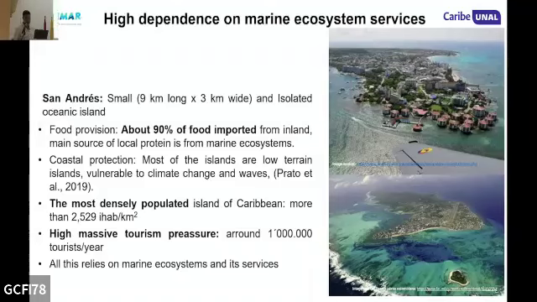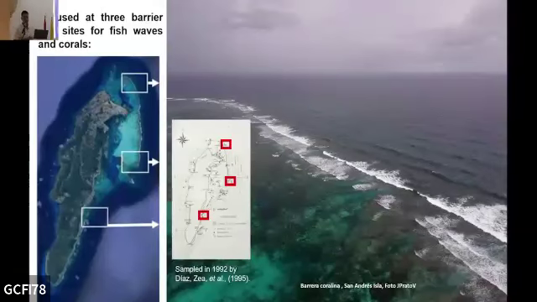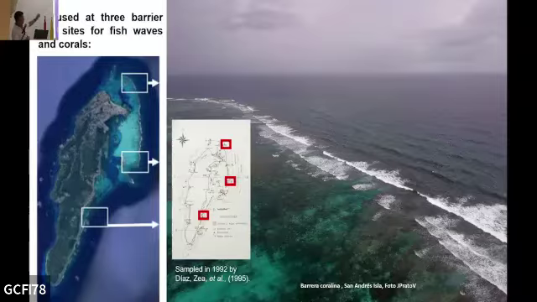In this case, San Andres. San Andres is a highly populated island, one of the most densely populated islands around the Caribbean. It has massive pressure because of tourism. Around 1 million people visit this island. It's very small, 3 kilometers wide and 9 kilometers long. We want to conduct sampling around the coral barrier reef because it's important. We made subaquatic and aerial samples in 3 areas. We focused on the north side of the island, the middle, and the south.